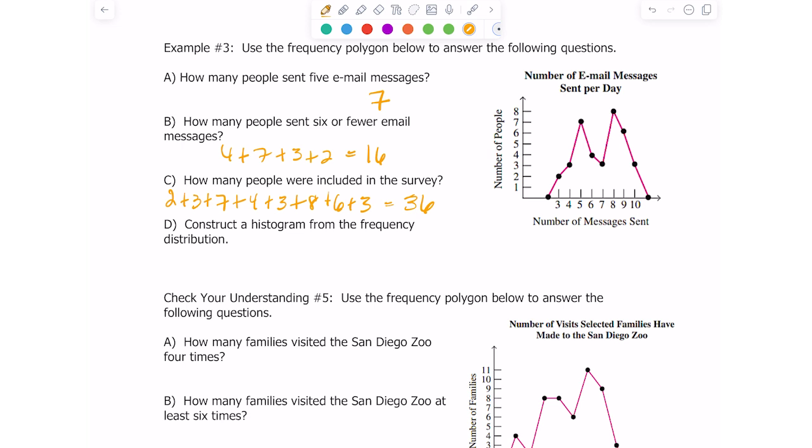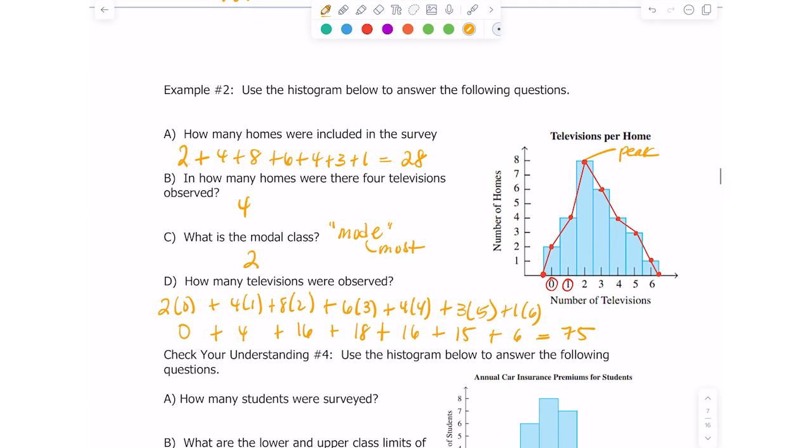So I know that 36 people were included in the survey. Now this next question says, construct a histogram from the frequency distribution. So now, this is where it's easy. If you have the frequency distribution, we're going to go backwards. Remember over here, we had the histogram and we constructed the frequency distribution. So now pretend this histogram wasn't there, right?